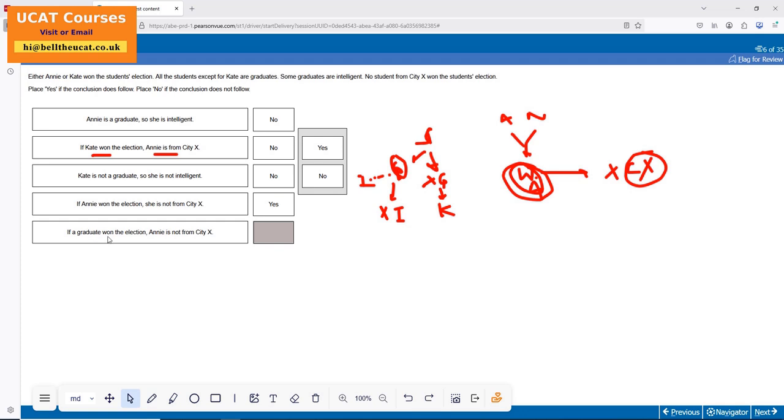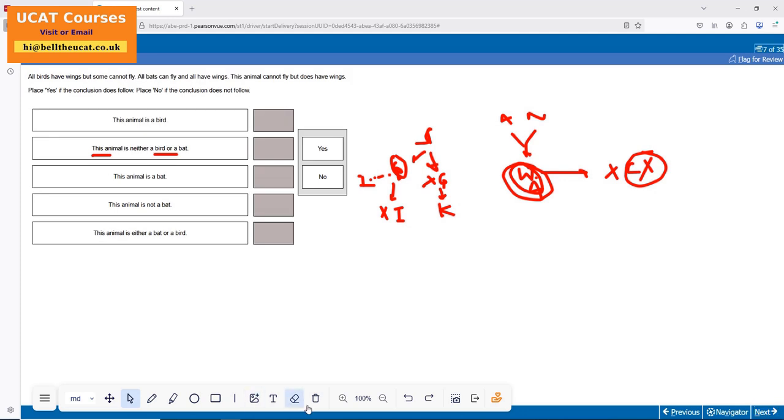Next one. If a graduate won the election, that means Anne won the election. Anne is not from City X, because Kate is not a graduate. That means Anne is the only one who is a graduate. She won the election, so she's not from City X. Boom. Bravo. Moving on to our next question.